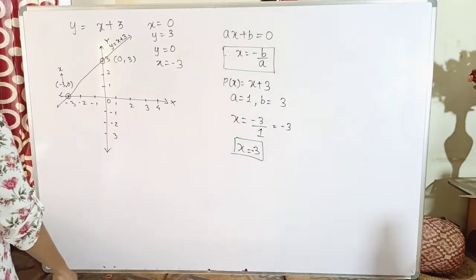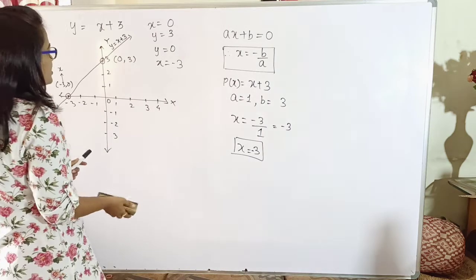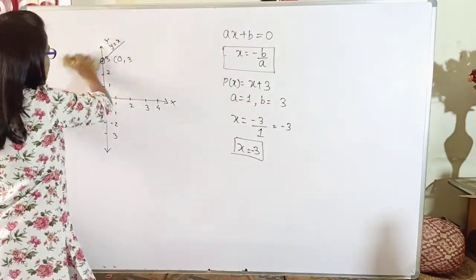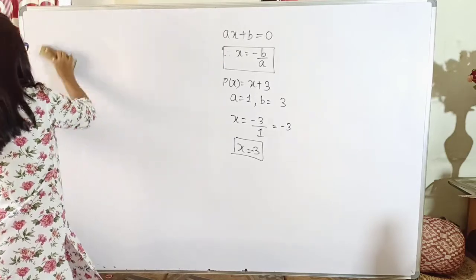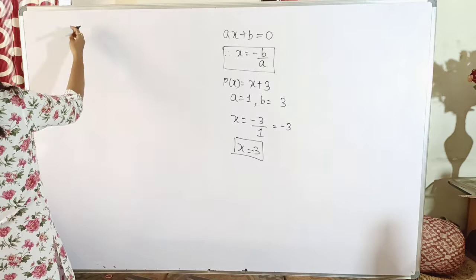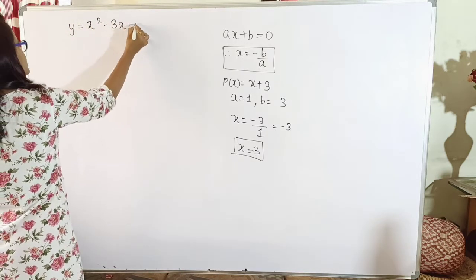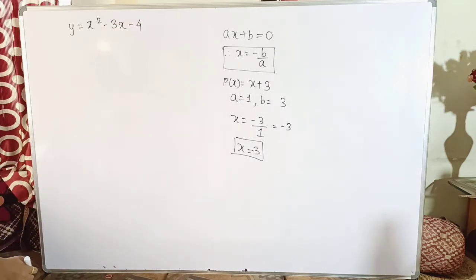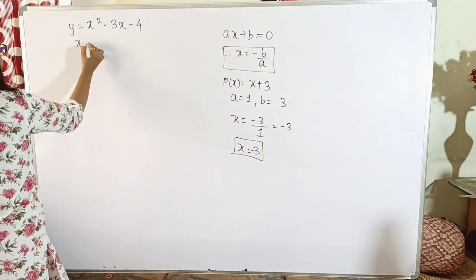Now, is this the case applicable only with respect to linear polynomials? What if the polynomial is a quadratic polynomial? Let us see. Quadratic, as I have just said, means degree 2. So let us take y is equal to x square minus 3x minus 4. Okay, now putting different values. So let us take the values of x and y.